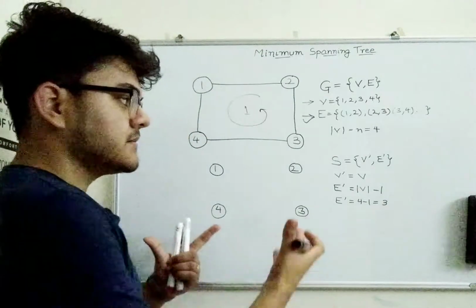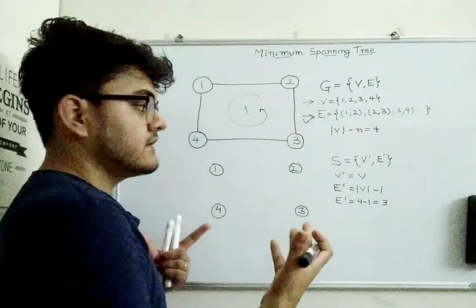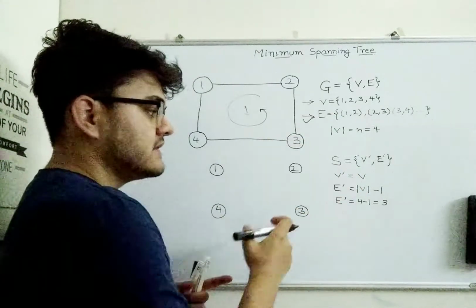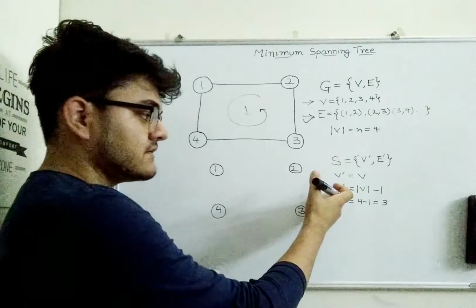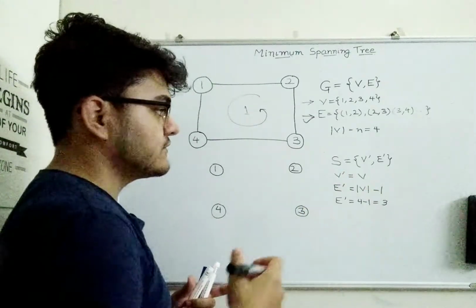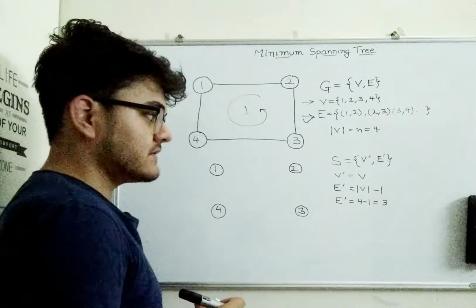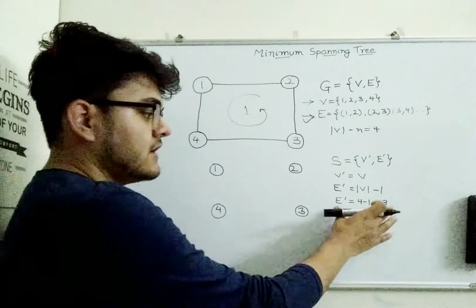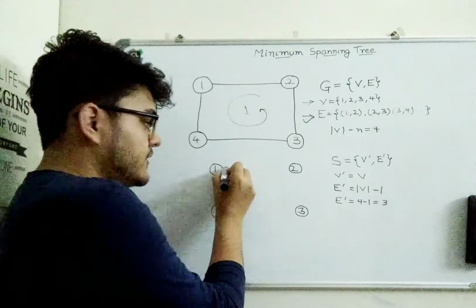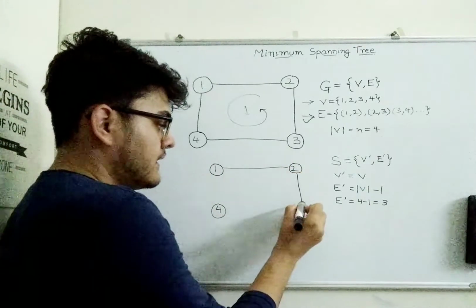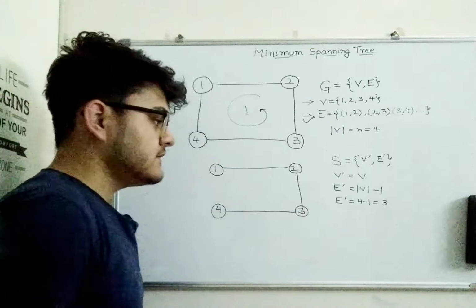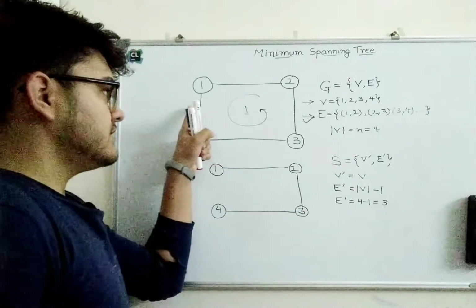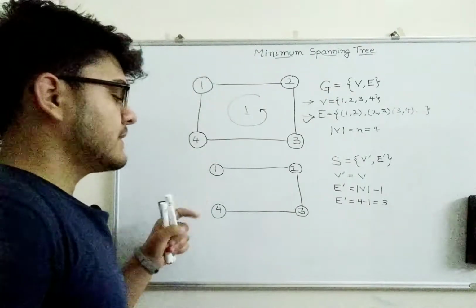So in order to construct a minimum spanning tree of any given graph, these are the requirements. The number of vertices will be the same, whereas the number of edges will be the number of vertices minus 1. That's a very basic concept. Now, if I want to construct a minimum spanning tree with 3 edges, I can do something like this. This is one of the possible ways, and you can see that I have removed this edge here.